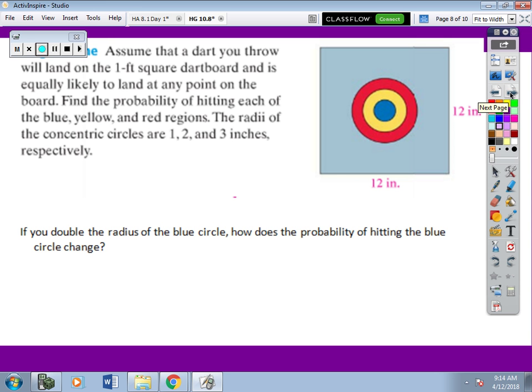All right. Then it says if you double the radius of the blue circle, how does the probability of hitting the blue circle change? So the radius was 1. If we double that, the radius would be 2. So that would be pi times 2 squared divided by 144. And we should get 8.7, I think.